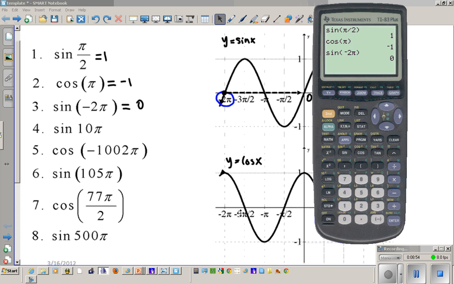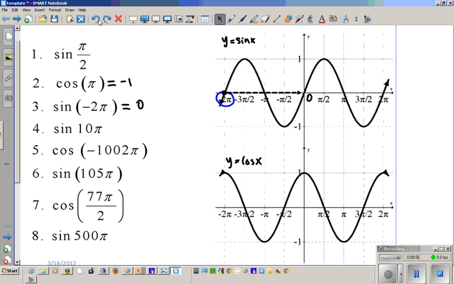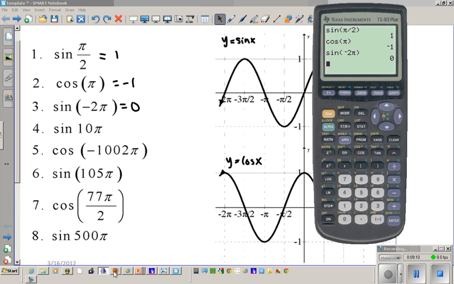Answer is 0. Okay, so our answer is good. All right, now let's move on to number 4. Sine of 10 pi. So this one is 1, -1, 0. All right, let's do sine of 10 pi.